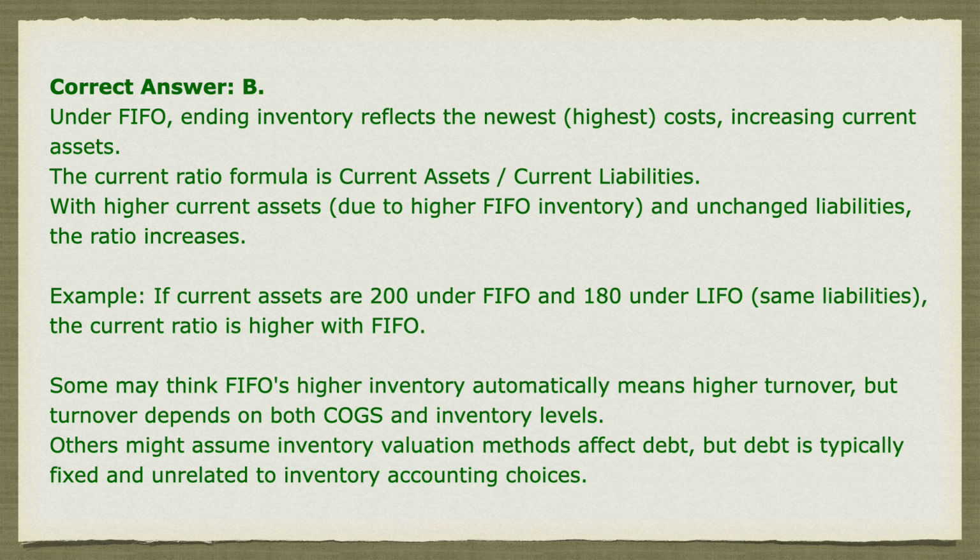Correct answer, B. Under FIFO, ending inventory reflects the newest, highest costs, increasing current assets. The current ratio formula is current assets divided by current liabilities. With higher current assets due to higher FIFO inventory and unchanged liabilities, the ratio increases. Example, if current assets are 200 under FIFO and 180 under LIFO, with the same liabilities, the current ratio is higher with FIFO.